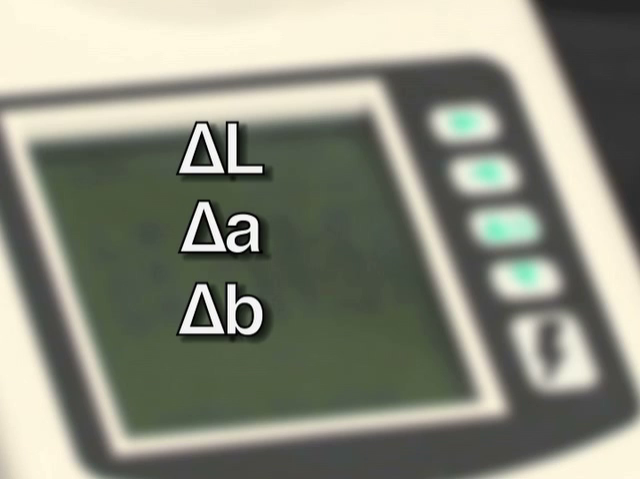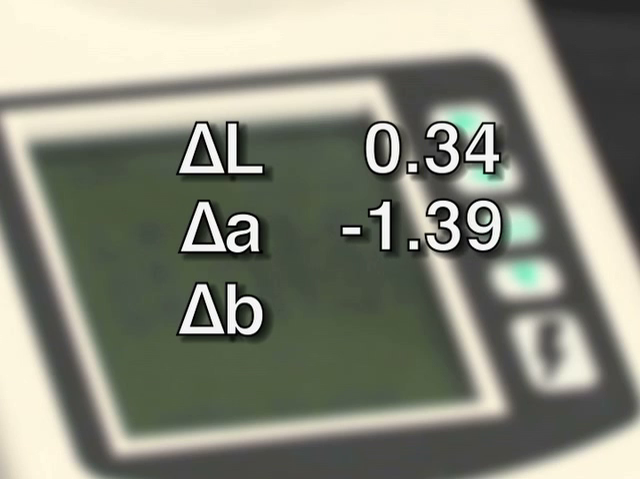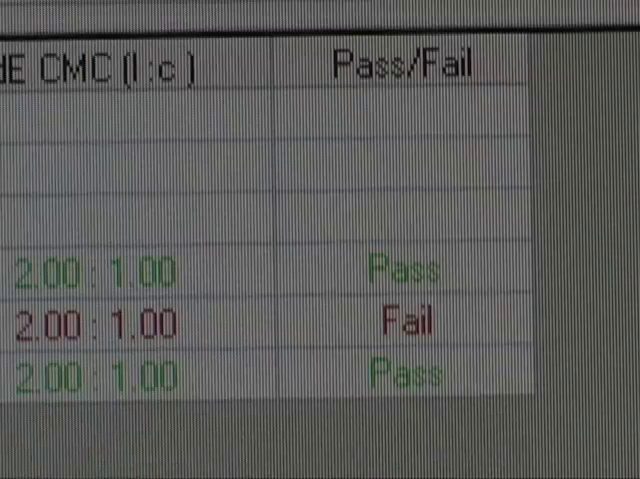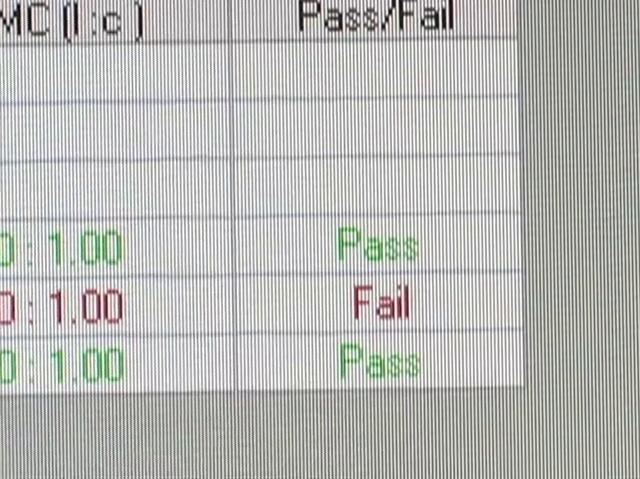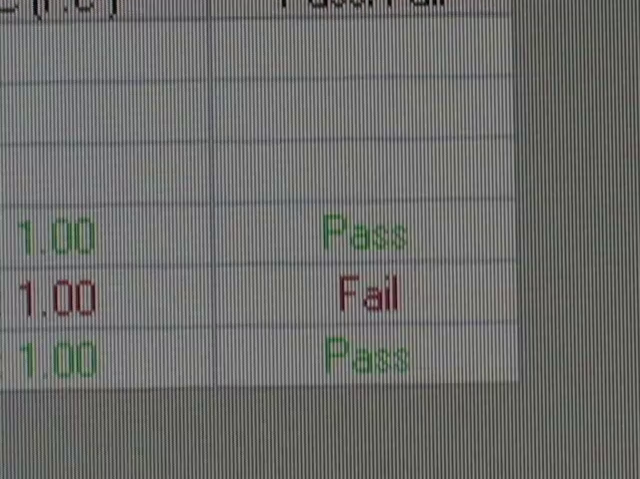If they were all equal to 0, there would be no color difference between the samples. In this case, the small positive delta L value indicates that the second sample is slightly lighter than the first. The negative value for delta A indicates the second one is more green, and the small positive delta B value indicates it is slightly more yellow. For quality control applications, tolerance values can be placed on the color difference for pass-fail determination.